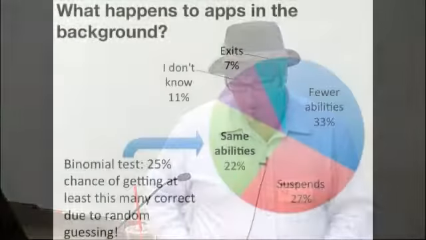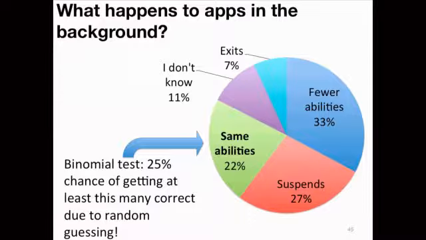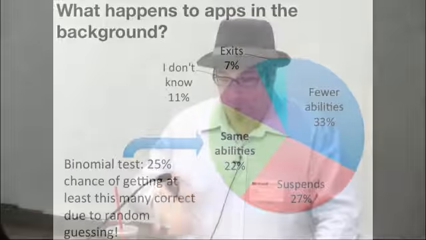Yep. So the first question was, we had a multiple choice question about what happens to apps in the background. We had 5 possible answers, from I don't know, it simply exits, it runs with fewer abilities, it goes into a suspended state and doesn't actually do anything until you resume it, or it runs with the same abilities, which was the correct answer. So, yeah. Oh, so 22% selected the same abilities, but we do a binomial test and see that if people were randomly guessing, there's still a 25% chance that at least this many would have guessed this.